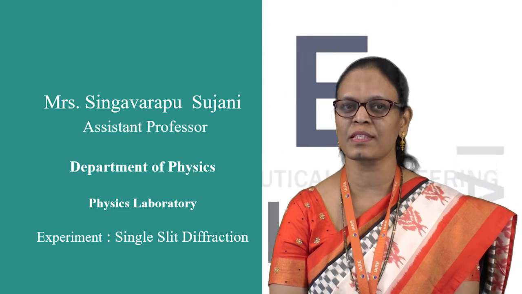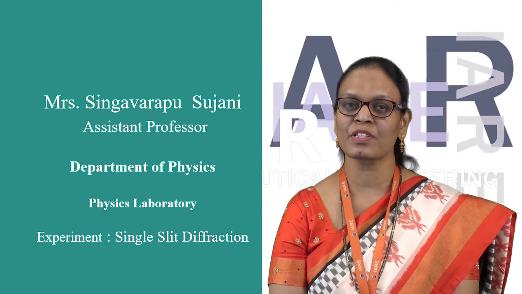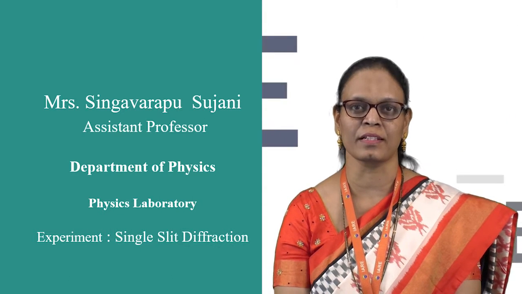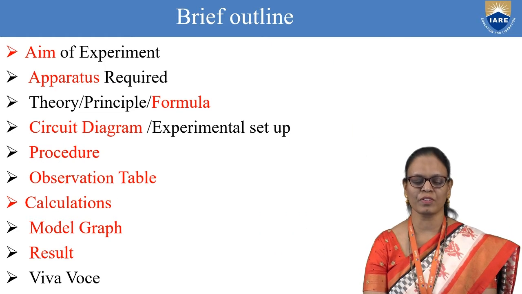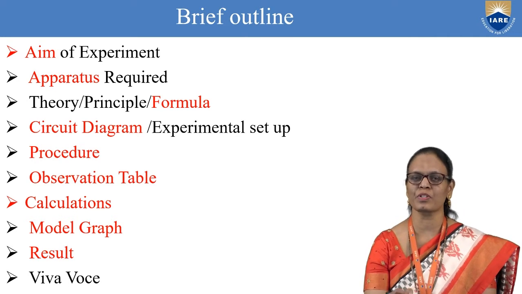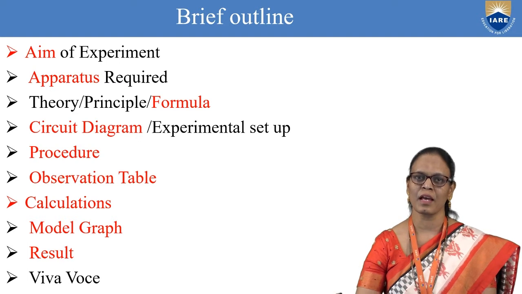Today we are going to see one experiment which is used to determine the width of a given single slit. The brief outline of the experiment is: apparatus, theory or the formula, circuit diagram, procedure, observation table, calculations, model graph and result, as well as viva voce. This is the order which we are going to follow in discussing the experiment.